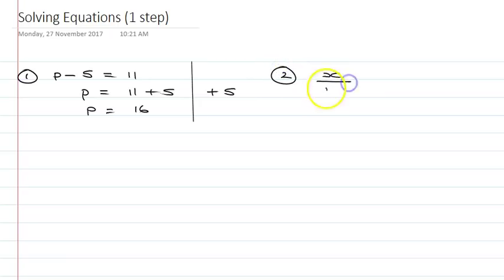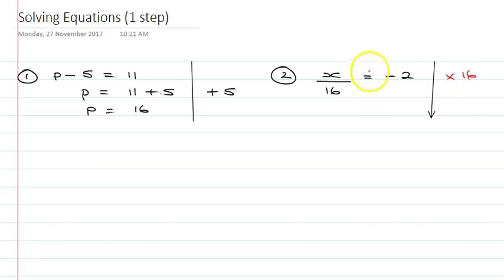x divided by 16 equals negative 2. So again, I want to solve for x. It's currently being divided by 16, so I need to do the inverse of divide by 16, which is multiply by 16. So I'll put my working over on the right hand side. I'm going to multiply both sides by 16.